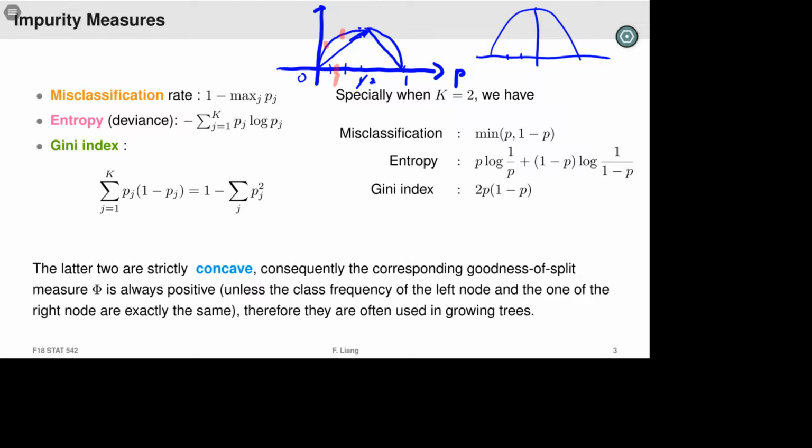Is there a general rule on when you should use entropy versus when you should use Gini? I think they actually behave very similarly. I often use entropy because of the underlying probability statement. Okay. Yeah.